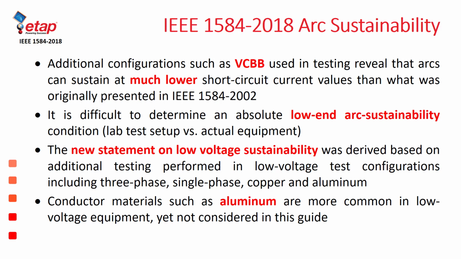It is difficult to determine an absolute lower end arc sustainability condition or point. We have to remember that the model was developed based on lab test setups and not based on actual equipment testing. The new statement on low voltage sustainability was derived based on additional testing performed in low voltage test configurations, including three-phase, single-phase, and also including copper and aluminum to an extent. Also, conductor materials such as aluminum may be less common in low voltage equipment, but are still not part of this guideline and may also have some factor in the arc sustainability question.